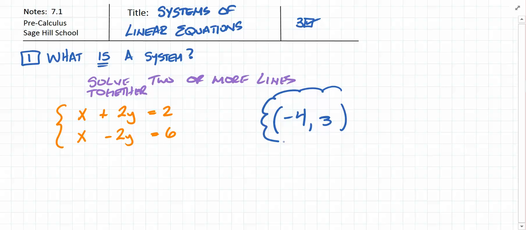-4, 3. Here's the question that I would like you and the person sitting next to you to think about right now. Answer yes or no, this point is a solution to the system, and then state your reason why you think it is, okay? So talk to someone next to you and say yes or no. Don't shout it out yet, though.